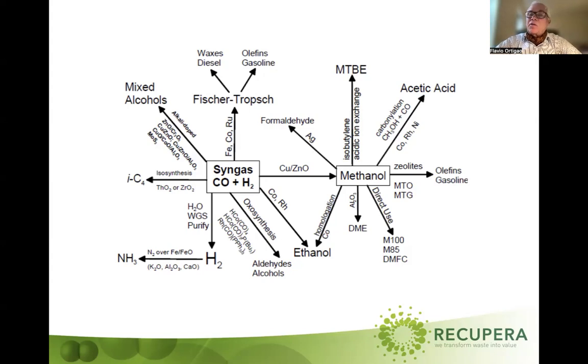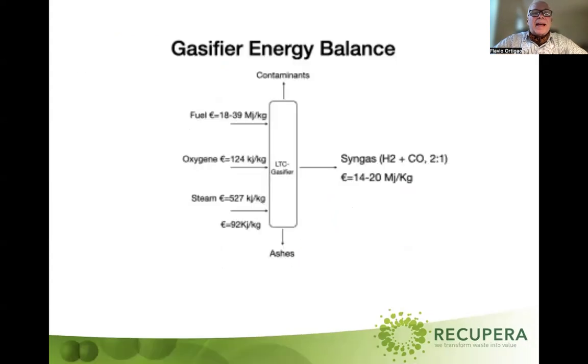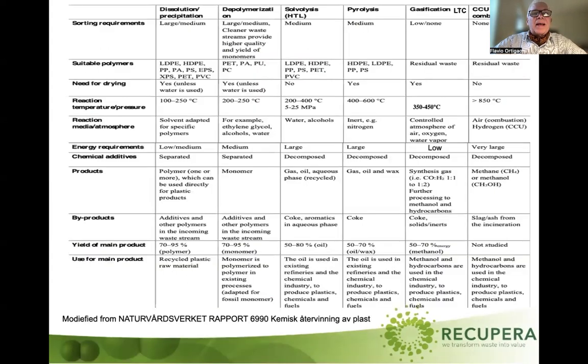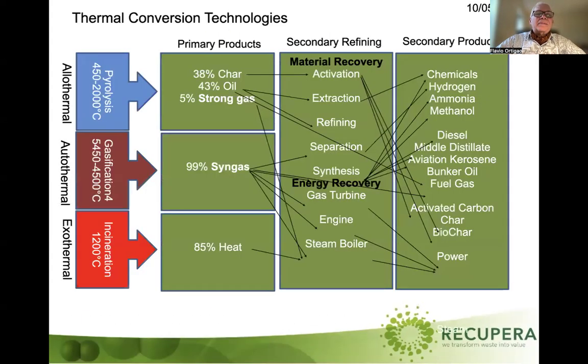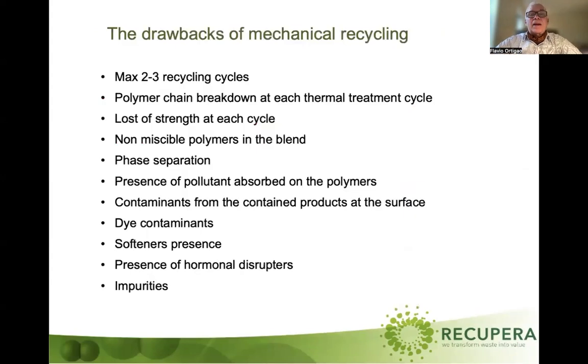And of course, if you convert plastics to methanol, and methanol to olefin, you close the loop. This is the best you can do. You close the loop, and then you have plastics to plastics with the same quality. That is the big difference from mechanical recycling, because mechanical recycling is limited by the number of cycles you can do.